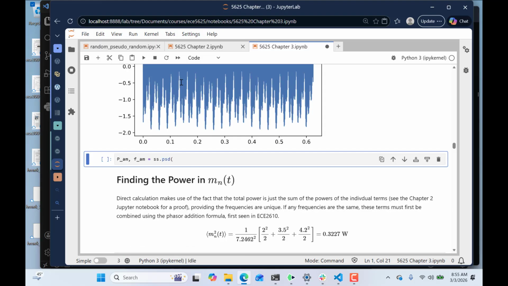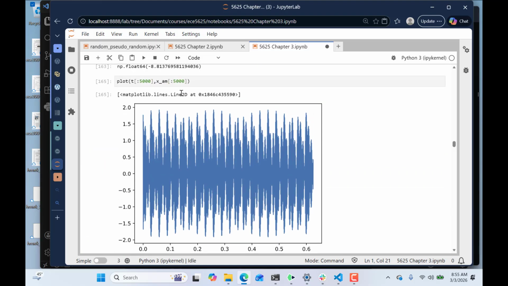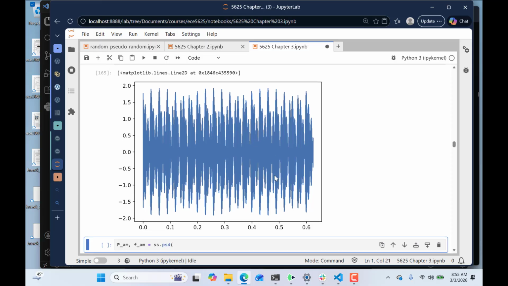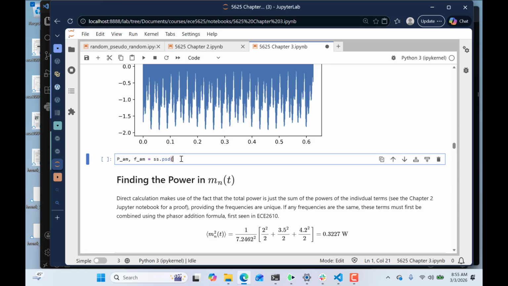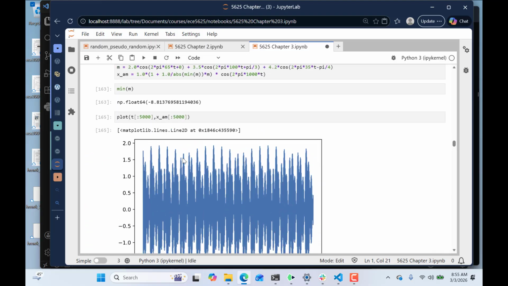So for all practical purposes, it's not 100%, but it's pretty high modulation index because I can see the valley to valley is getting very close to 0. Everybody following what I'm saying here? So now I can go ahead and drop down here and say, let's just take a look at the spectrum of this waveform that we created.